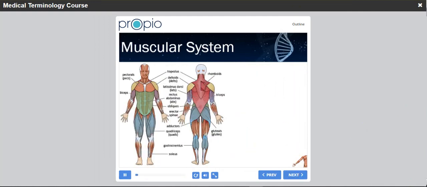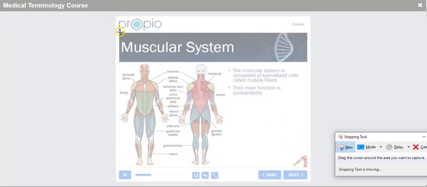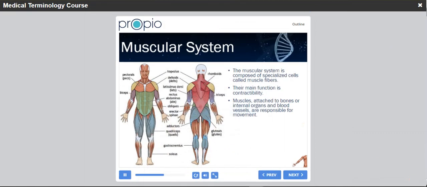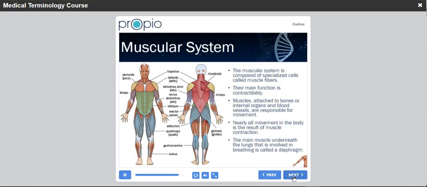The muscular system. The muscular system is composed of specialized cells called muscle fibers. Their main function is contractibility. Muscles attached to bones or internal organs and blood vessels are responsible for movement. Nearly all movement in the body is the result of muscle contraction. The main muscle underneath the lungs that is involved in breathing is called a diaphragm.